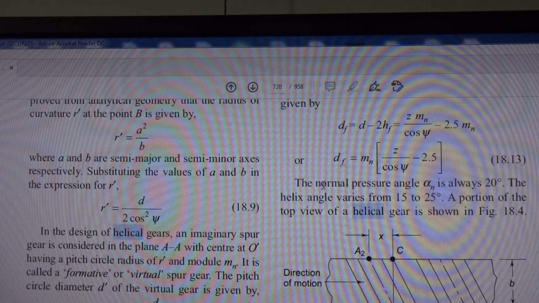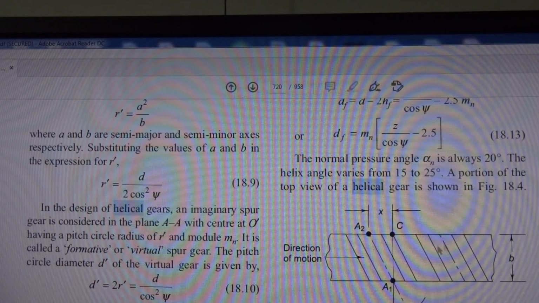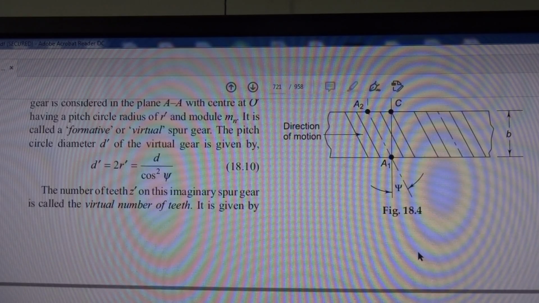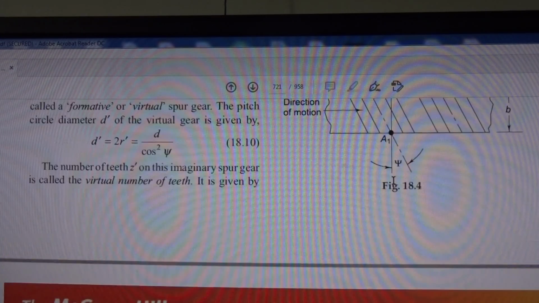The normal pressure angle alpha n is always 20 degrees. The helix angle varies from 15 to 25 degrees. The proportion of the top view of the helical gear is shown in the figure. The gears engage at this point and terminate at this point. It is a line contact.